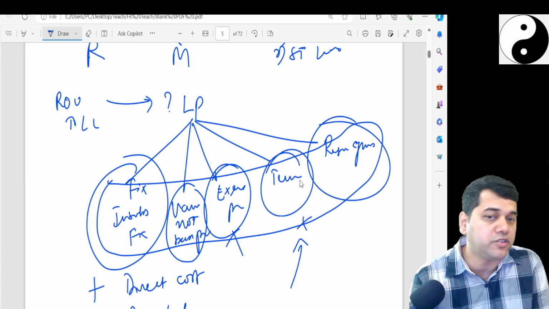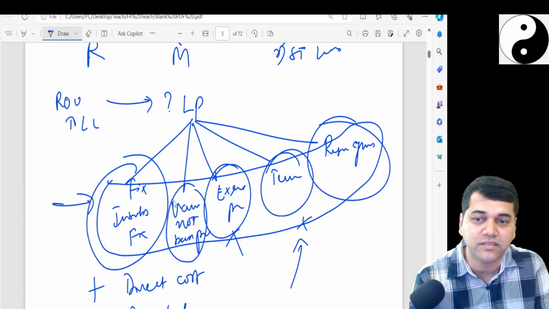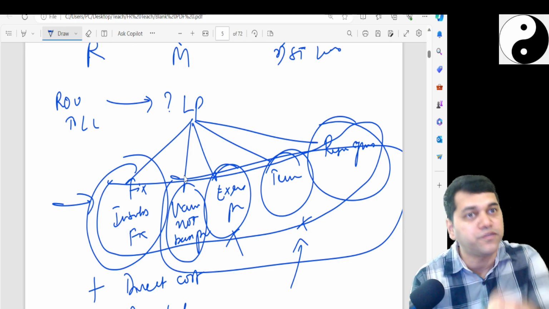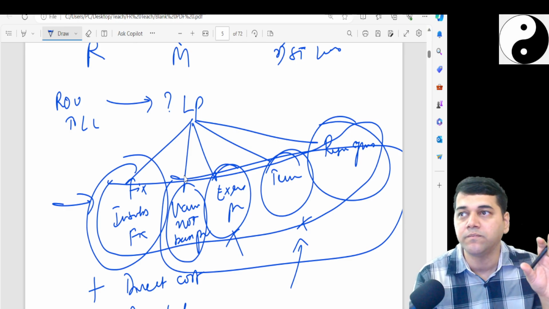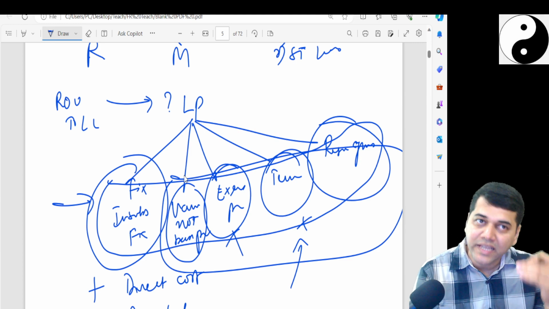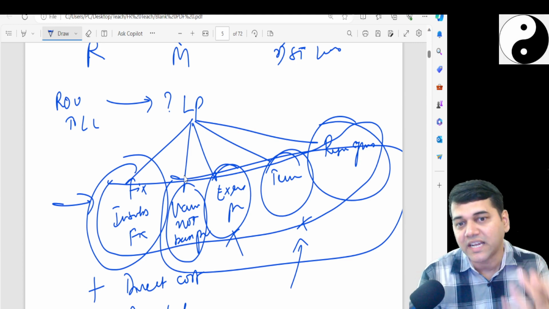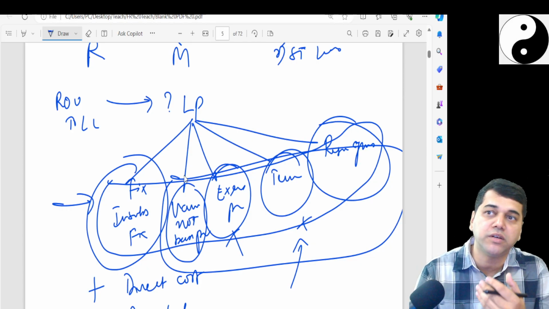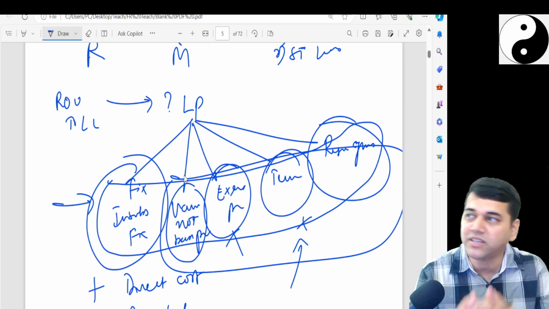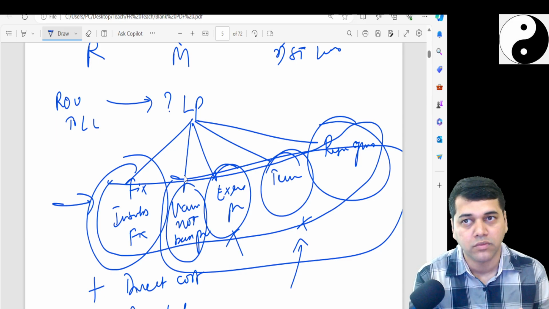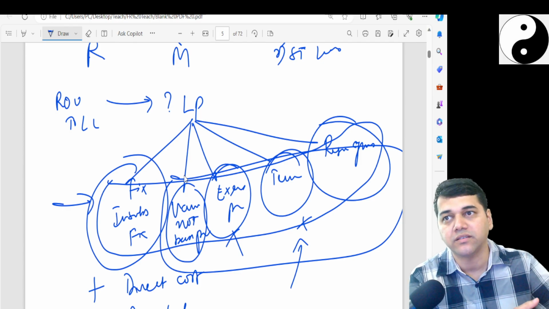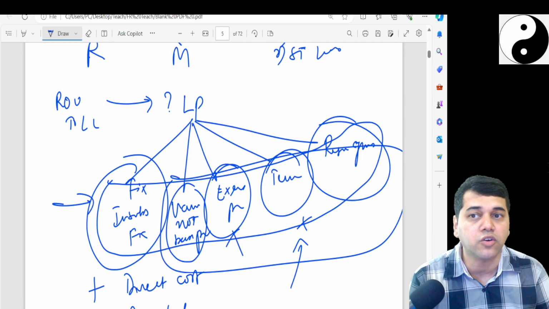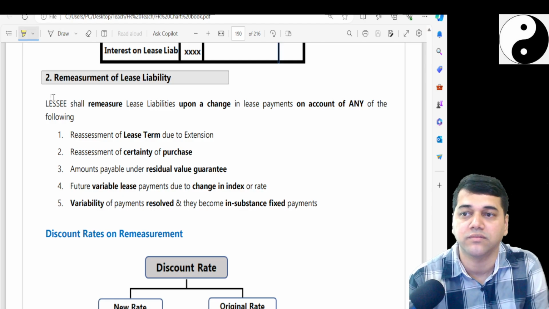Termination, residual guarantee. See, except this, all these things are variabilities. Only the fixed one is fixed; everything else is variable. Later, as we proceed, the moment we get clarity, whatever my initial measurement was is wrong, because it doesn't hold good anymore. My rent is depending upon an index. The index got changed. Then the old rent, what will you do with that? Now comes the concept of remeasurement.